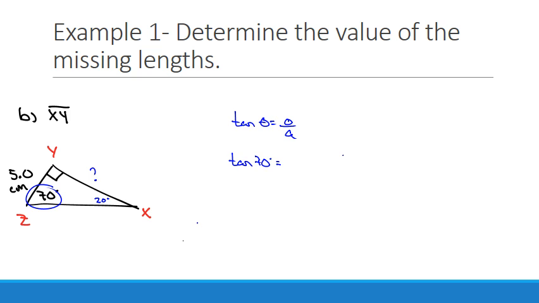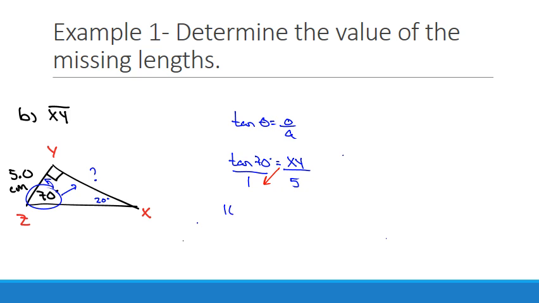So based on 70, the opposite is once again my xy. You can write it as xy or little z, whatever you want to do. How about I write it as xy this time, because I did not do that the other time. And then now my adjacent has to be the 5. Okay, and then now I have everything set up using that tangent ratio. Now this is where I turn it into a proportion, and then I'm going to cross multiply and solve.